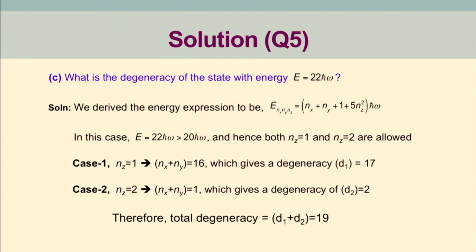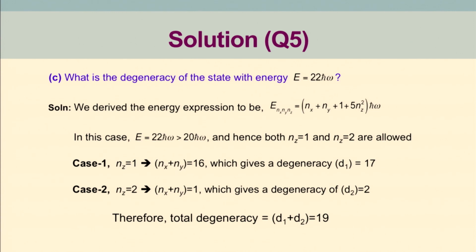It is basically the same question. It is being asked to calculate the degeneracy of the state, but with a higher energy, 22 h cross omega. So, again the energy expression looks like this: (nx plus ny plus 1 plus 5 nz squared) h cross omega. And in this case, because 22 h cross omega, which is the total energy given, is greater than 20 h cross omega, we need to consider the nz equal to 2 case also. We will have two cases, one with nz equal to 1 and the other with nz equal to 2.